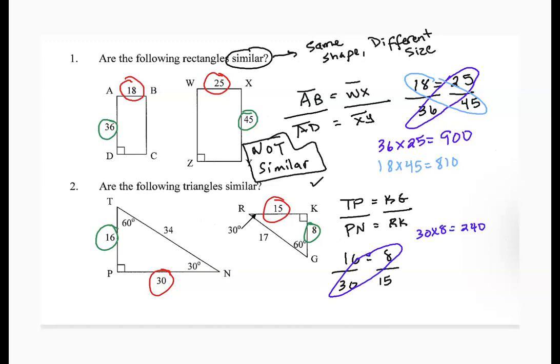Sixteen times 15 could also be 240. So look at that, they equal the exact same number. So 240 is equal to 240. So this is indeed similar.